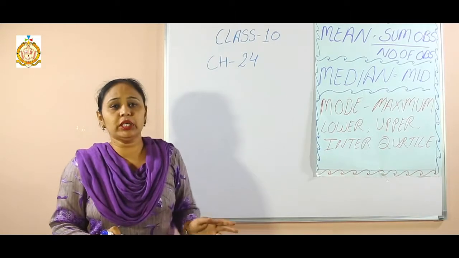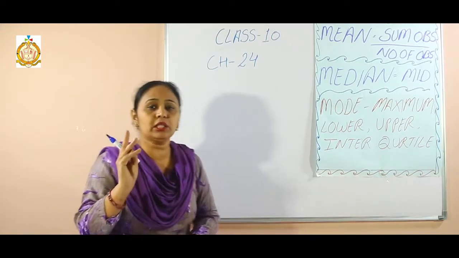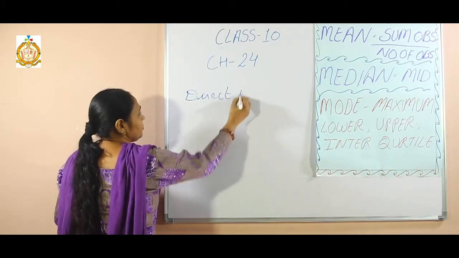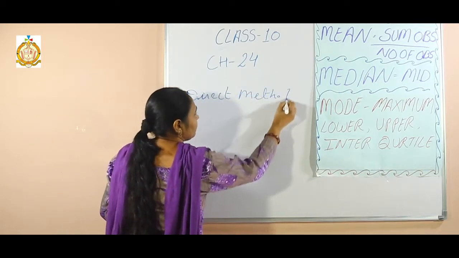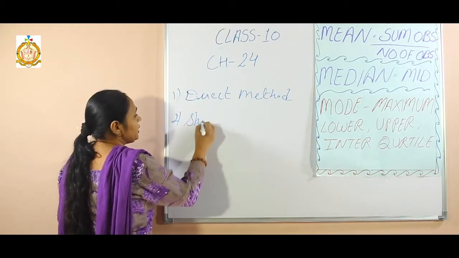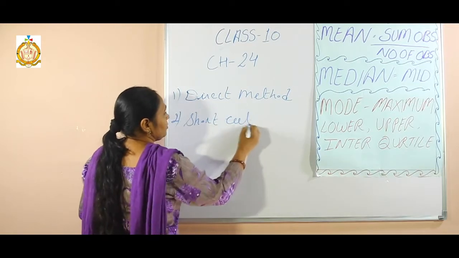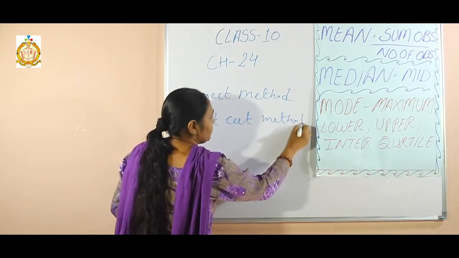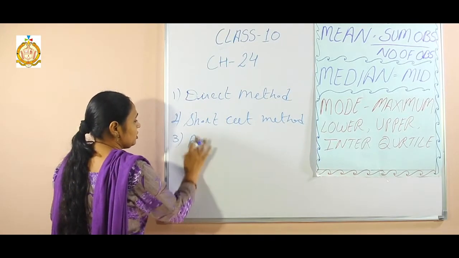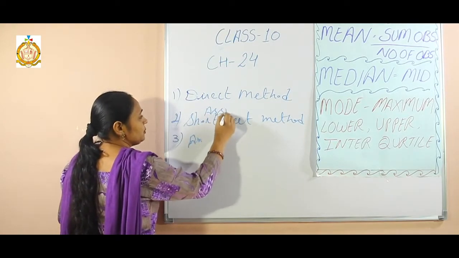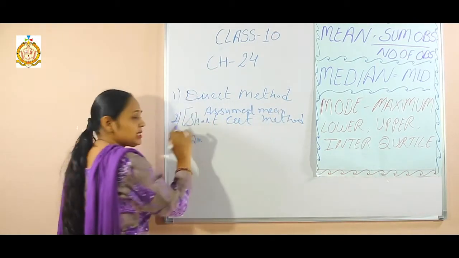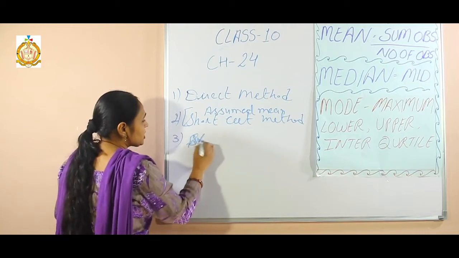Now in your 10th class there are 3 methods of mean. First is the direct method. This is the first one. Second is the shortcut method, and the next one is the step deviation. This is also called assumed mean. These both are the same. Then next is the step deviation.